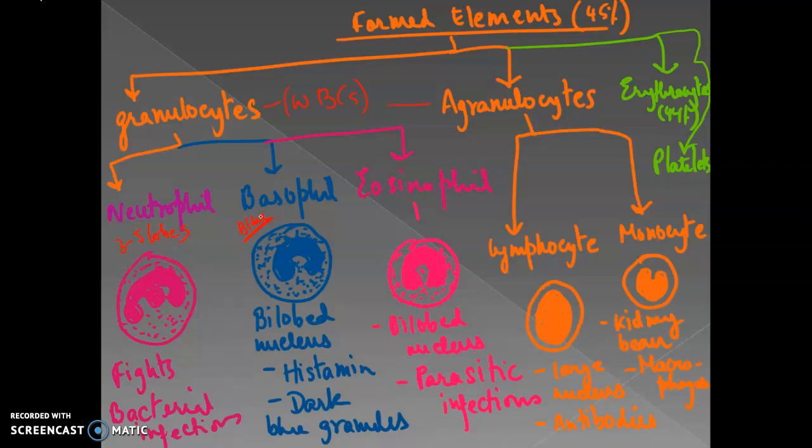Okay. Moving on to agranulocytes, remember they do have organelles in their cytoplasm, but they are not very well stained. Therefore, it seems like they have no granules. There are 2 types we need to talk about, lymphocyte and monocyte. And I'll start with a new video talking about lymphocyte and monocyte.